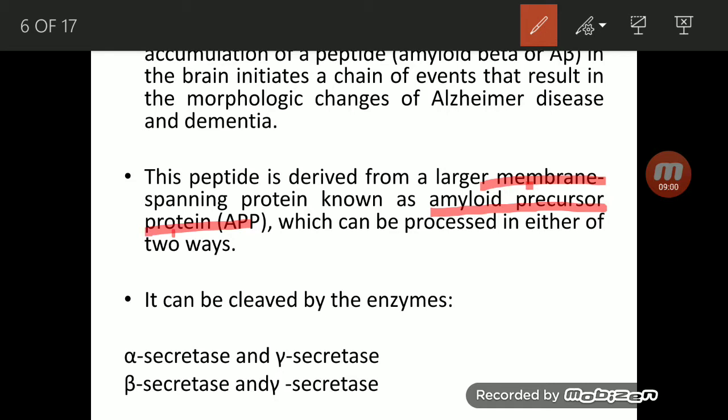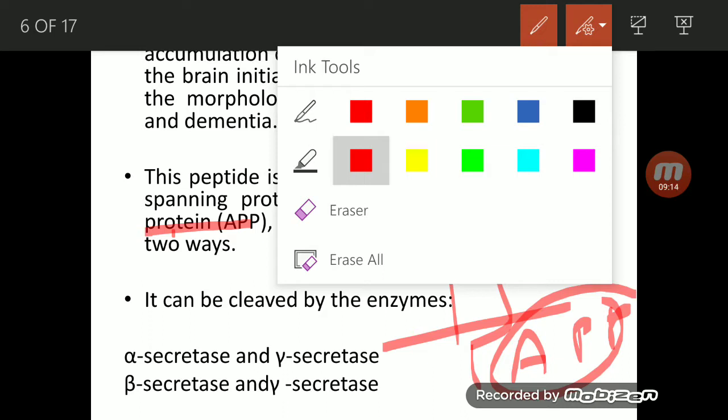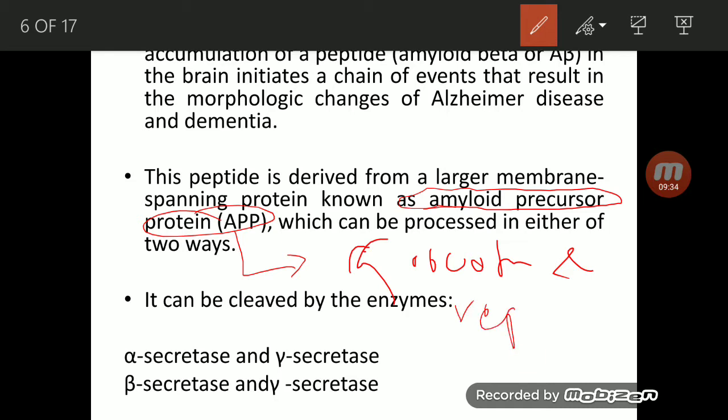Okay, so you have your neuronal membrane. In your neuronal membrane you contain your protein which is your APP, which is amyloid precursor protein. Okay, so your normal functioning, whenever it is under normal, your main function of your amyloid precursor protein is for your growth and repair of your neurons when they get damaged. It helps in your growth and your repair of your neurons.